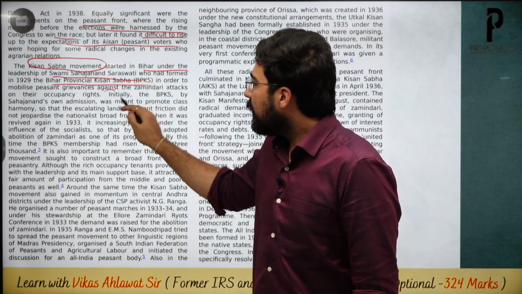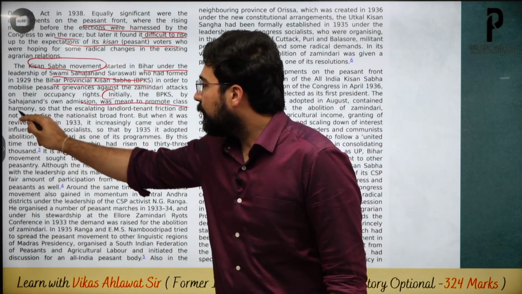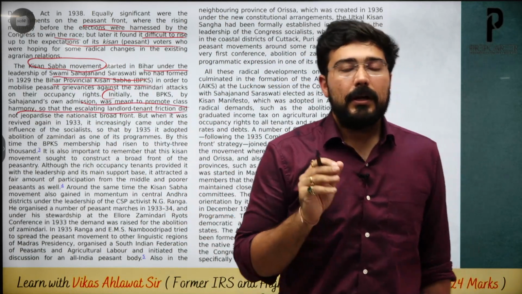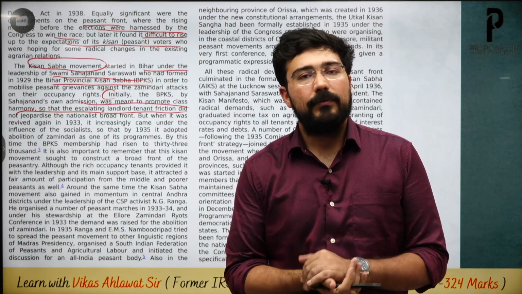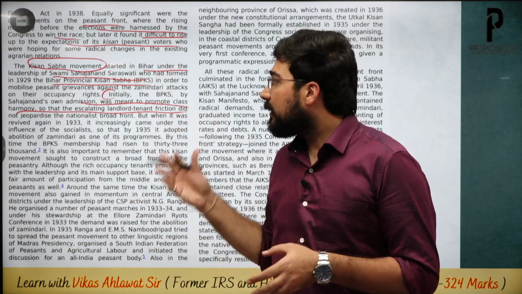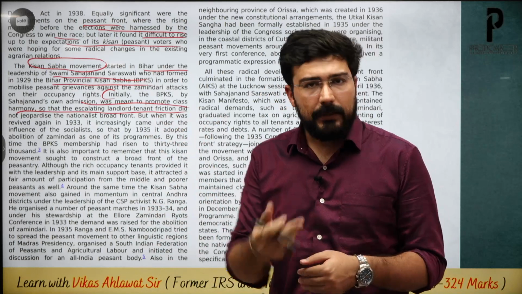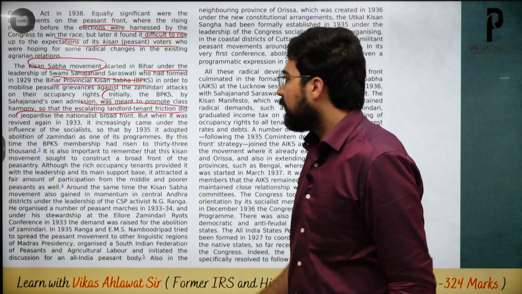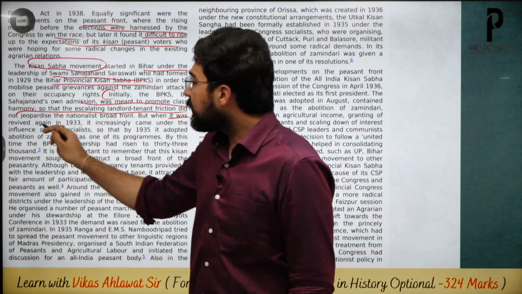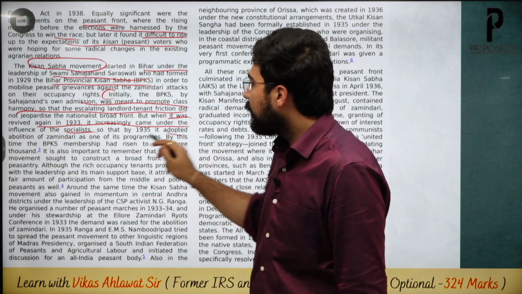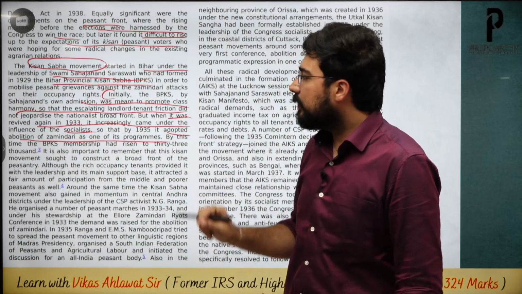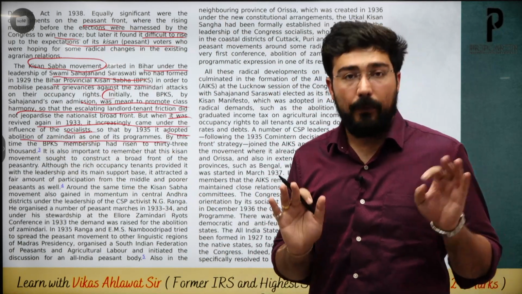Thereafter, initially, they wanted to promote class harmony. As all of you know, the philosophy of Gandhiji: Gandhiji believed in class cooperation. He was not in favor of class struggle, which was the idea of Karl Marx. So even though they had created this Kisan Sabha movement, they also accepted, okay, we will go for class cooperation. But when it was revived in 1933, it came under the influence of socialists. So by 1935, it went for abolition of zamindari as one of its main aims and objectives.